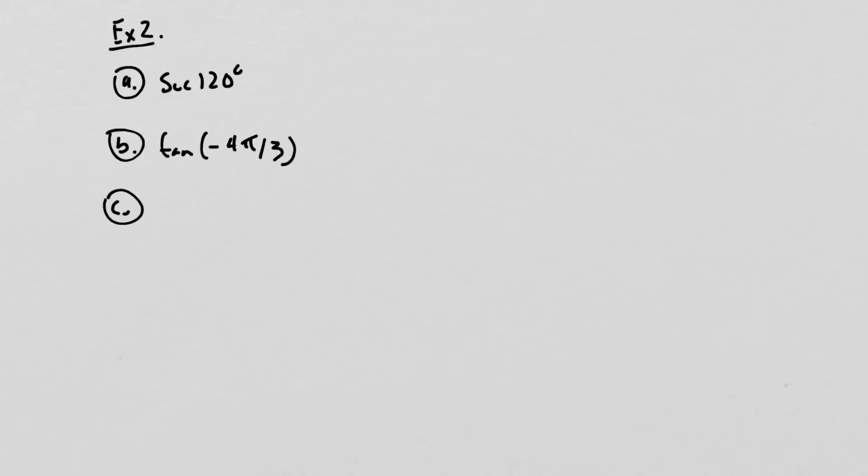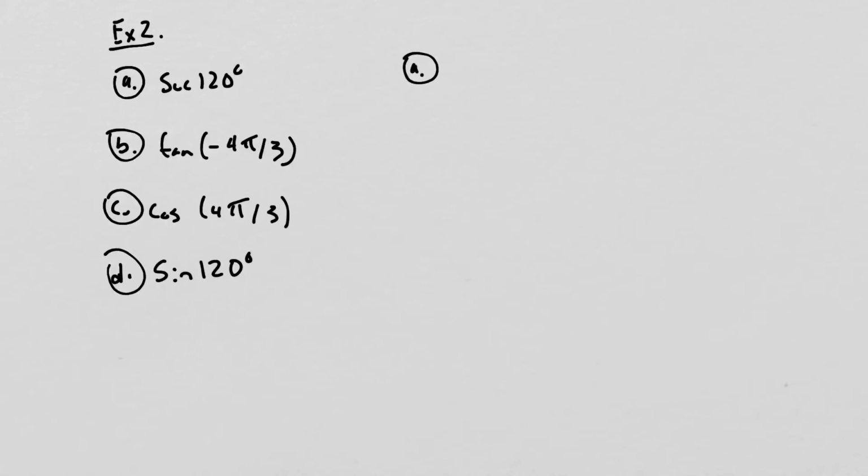Let's find the following values of the given trig functions. In part A, we want to determine the secant of 120 degrees. In part B, we'll be looking at tan of negative 4 pi divided by 3. In part C, we'll be looking at cosine of 4 pi divided by 3. And in part D, we'll be looking at, let's say, sine of 120 degrees.